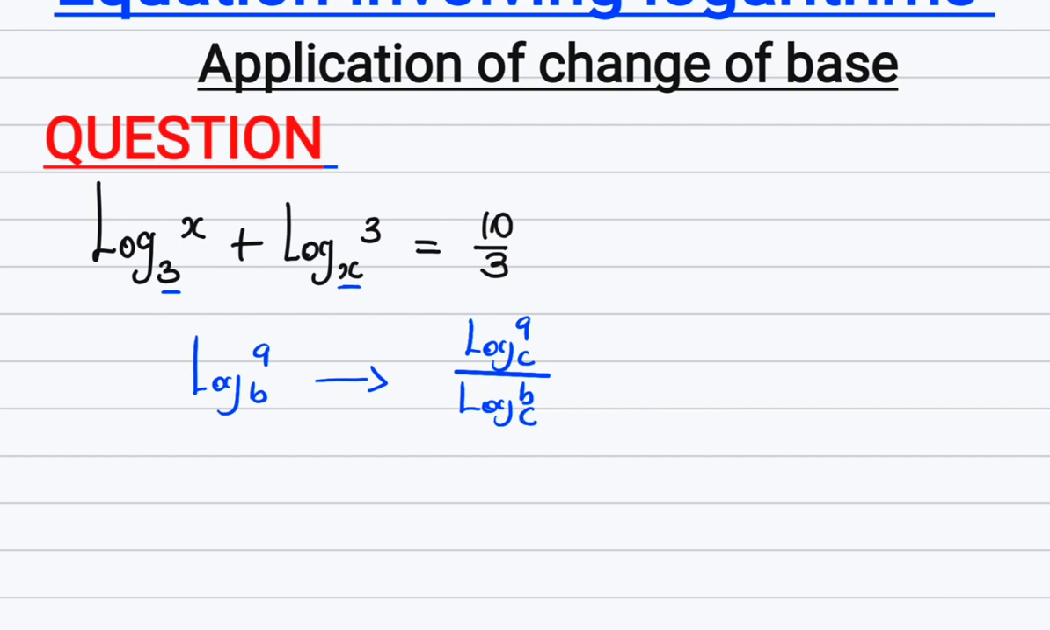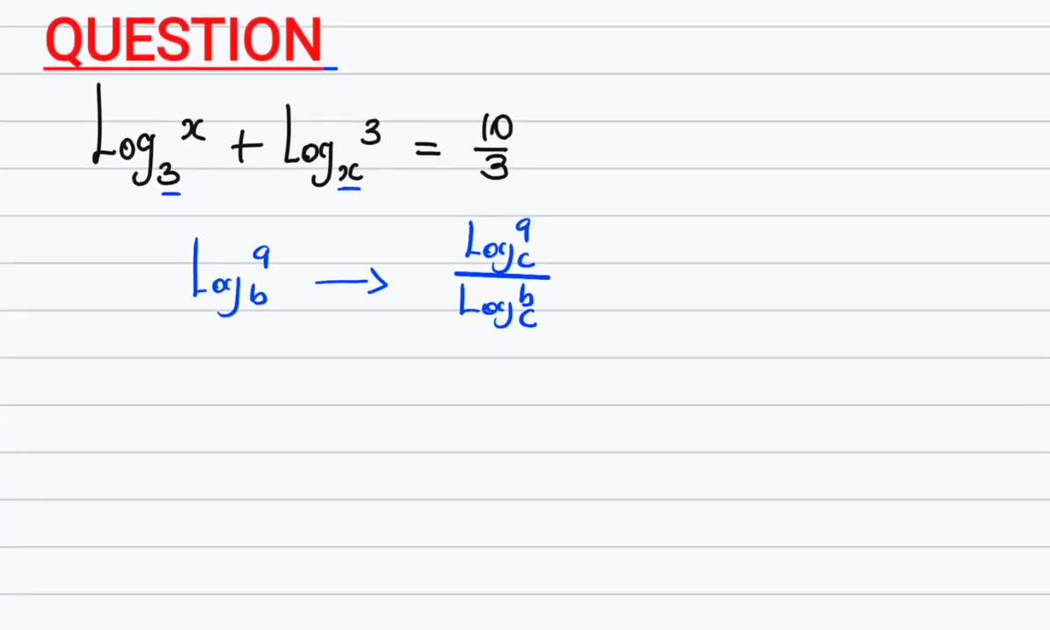So I'm going to use this knowledge to change both of them to base x, or base 3. But for the purpose of this solution, I'm going to change it to base x. So the first expression is what I'm going to change. I'm going to have log x base 3. Changing it to the base of x is going to be log x base x all over log of 3 base x. Remember what we did here, that is exactly what I've applied.